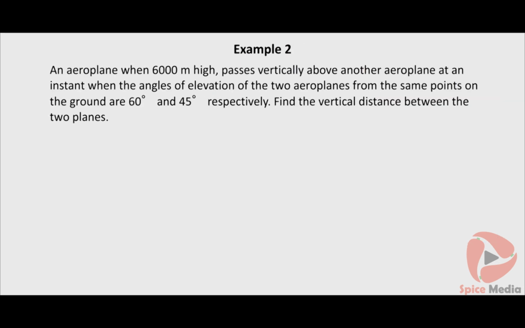Example 2. An aeroplane, when 6,000 meters high, passes vertically above another airplane at an instant where the angles of elevation of the two aeroplanes from the same point on the ground are 60 degrees and 45 degrees respectively. Find the vertical distance between the two planes. Click on the solution button to view the solution.